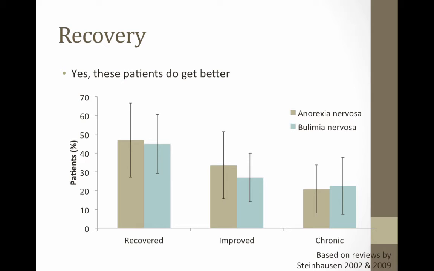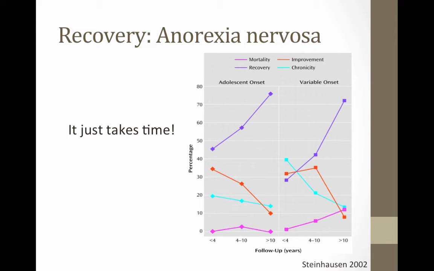I just wanted to end this talk with a few comments about recovery. These patients do get better. While about 20% may develop chronic illness, between 60 and 80% improve significantly or make a complete recovery. However, it can take a rather long time to see these gains. Looking at anorexia, you see recovery rates approaching 80%, but only if you look out a decade from the initial onset of illness. When treating these patients, it's important to keep this in mind.